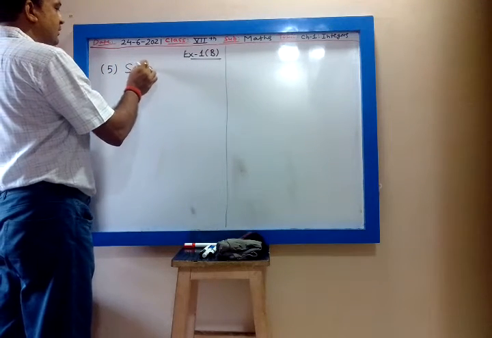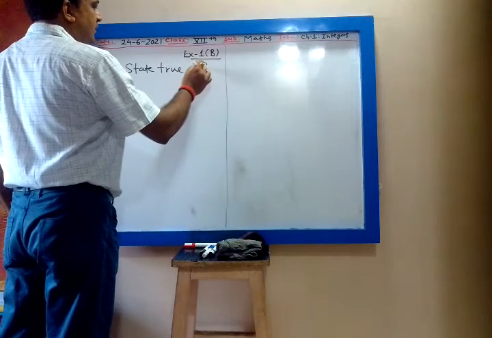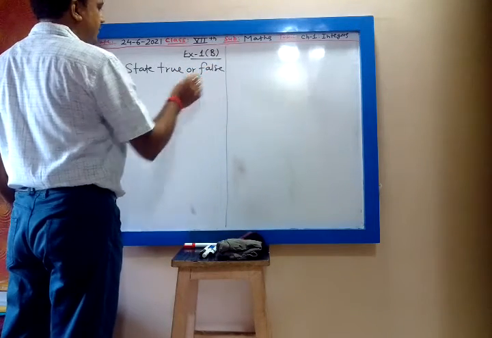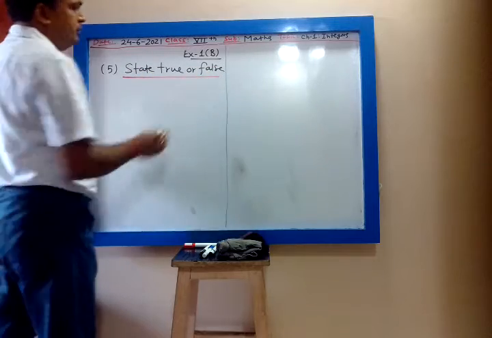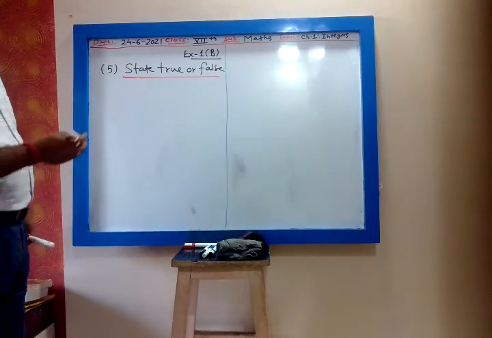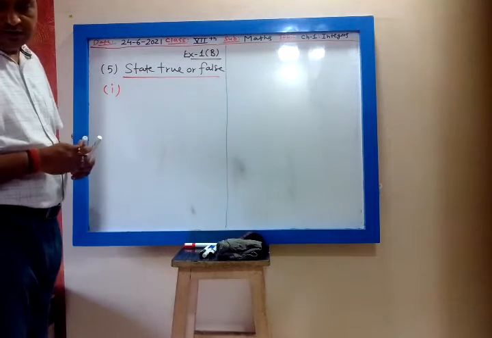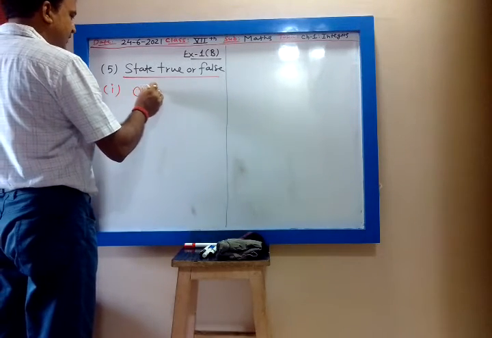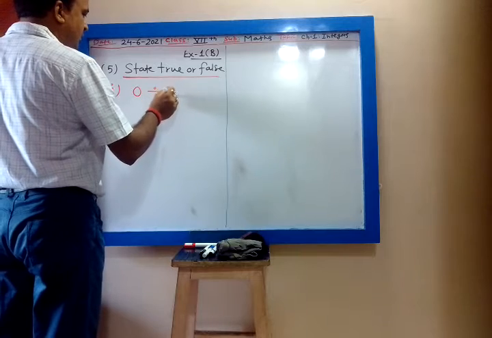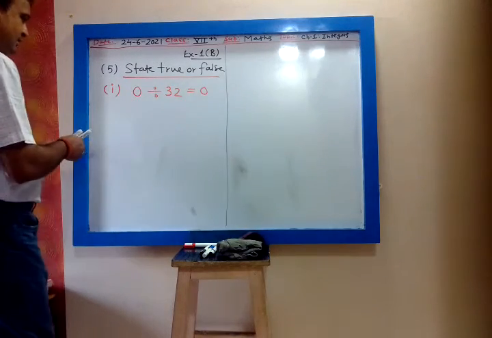State true or false. So we have to state whether it is true or false. Now first it is: 0 divided by 32 is 0. Now let us check.